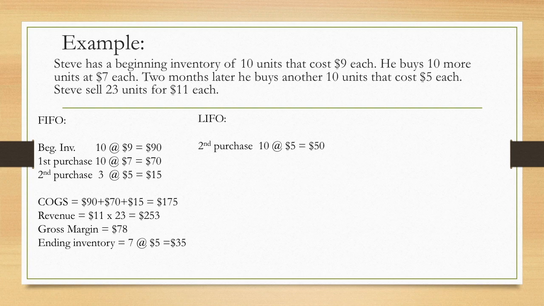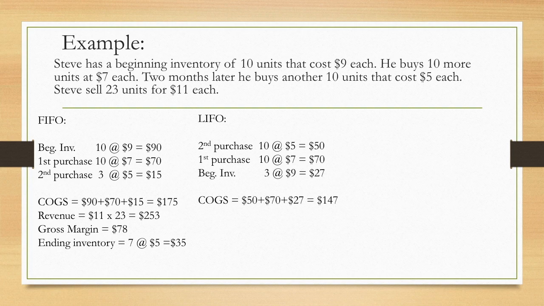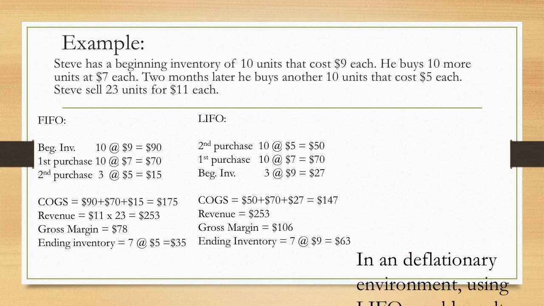Using LIFO, we take 10 from the second purchase, 10 from the first, and 3 from the beginning inventory. The cost of goods sold is now only $147. Revenue is the same at $253, and the gross margin now equals $106. His ending inventory is $63.